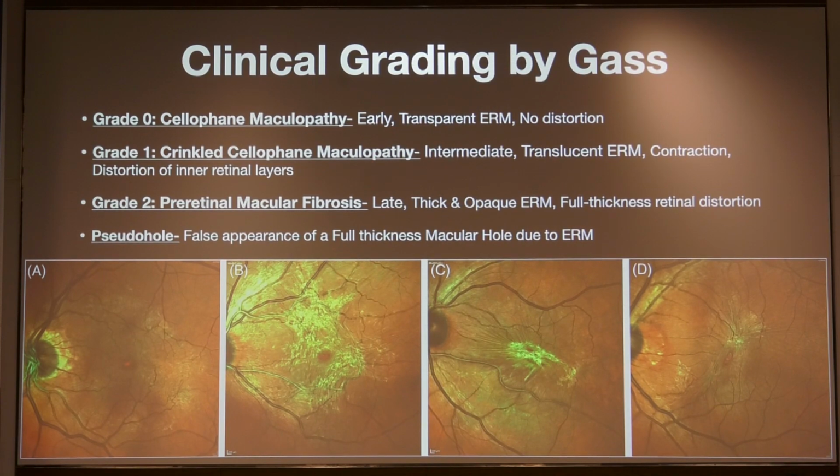Grade 1 is a crinkled cellophane maculopathy. It's an intermediate stage translucent ERM, which on contraction causes disruption of the inner retinal layers. And grade 2, there's a premacular fibrosis. The ERM becomes thick, opaque, and causes full thickness retinal distortion. And in the last picture, you can see a pseudo-hole formation.